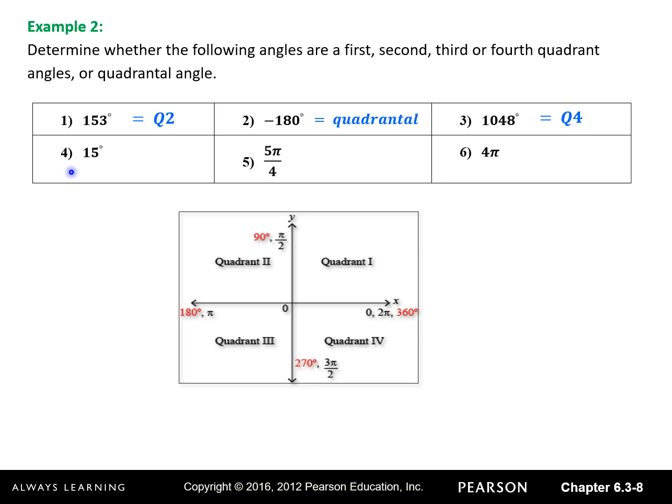Then the next angle is 15 degrees. 15 degrees is more than 0 degrees but less than 90 degrees. So we can say that that is a first quadrant angle.